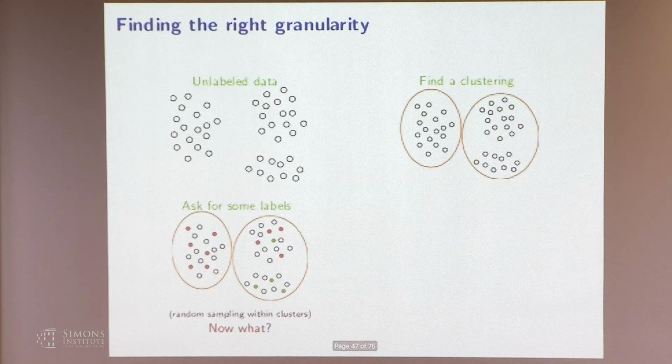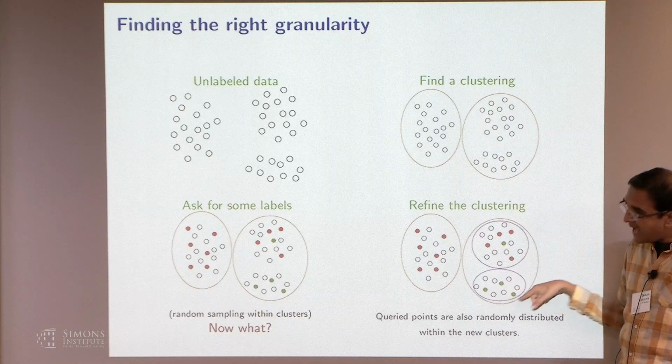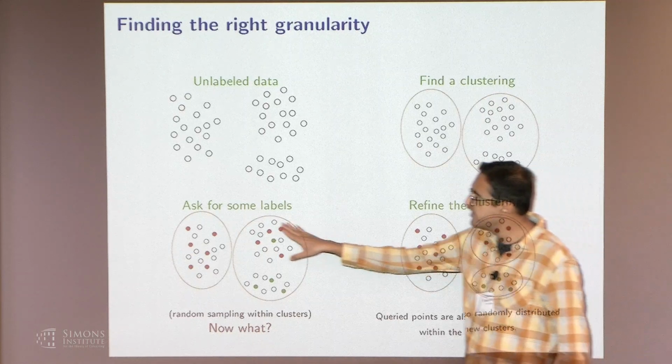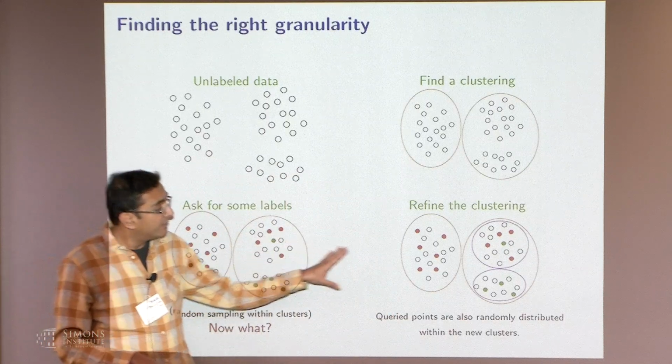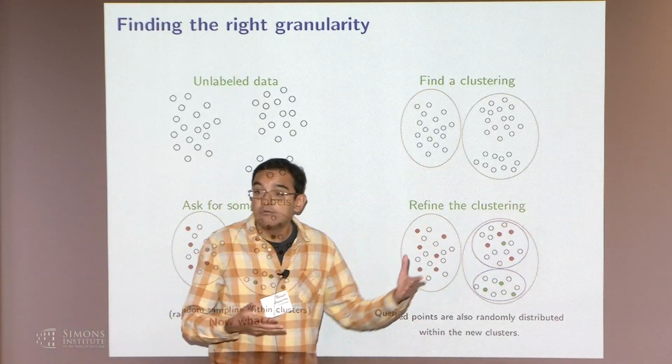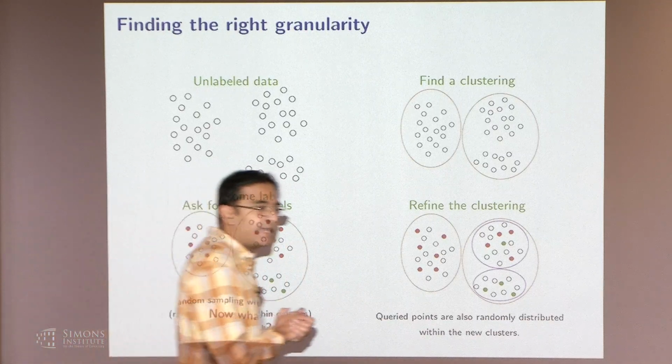I further partition it. And now what has happened is that because I had chosen these points at random, they're also random within these clusters. And so I can reuse the labels. That's it. That's all that's going on, right? And you can just keep doing this.